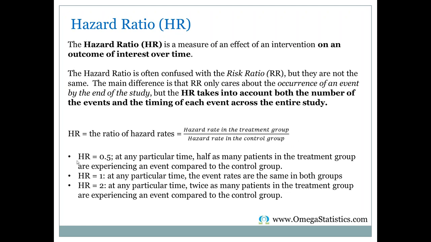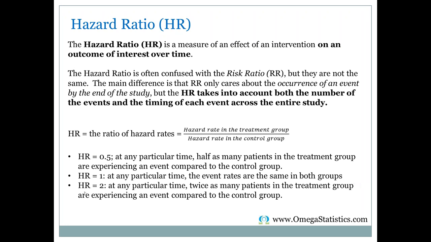Oh, I should tell you this, a hazard ratio, these are going to be important. I already kind of covered it. For example, if I had a hazard ratio of 0.5, at any particular time, half as many patients in the treatment group are experiencing an event compared with the control group. Remember, whenever we have this, we want our hazard ratios to be less than 1. If a hazard ratio is 1 at any particular time, the event rates are the same in both groups.